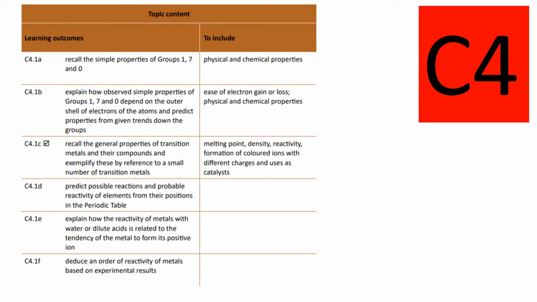groups. Recall the general properties of transition metals and their compounds and exemplify these by reference to a small number of transition metals. Predict possible reactions and probable reactivity of elements from their positions in the periodic table. Explain how the reactivity of metals with water or dilute acids is related to the tendency of the metal to form its positive ion. Deduce an order of reactivity of metals based on experimental results.